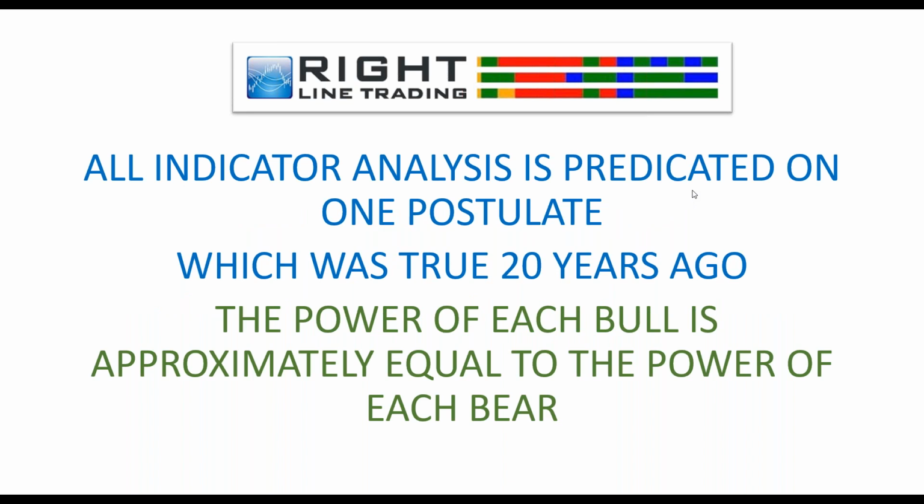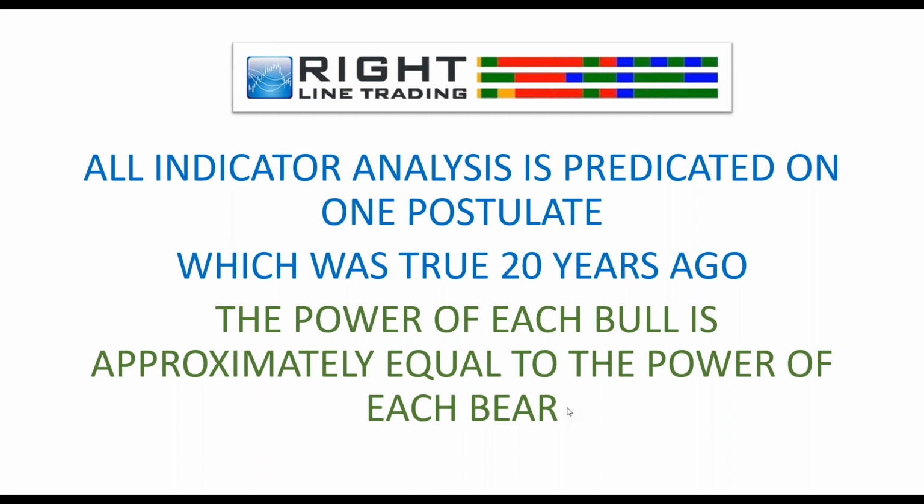Now, as I mentioned, all indicator analysis is predicated on one postulate. The power of the bulls is approximately equal to the power of each bear as the market changes direction. For every given incremental change in price, the power of each individual bull is equal to the power of each individual bear. That's what creates those wonderful Japanese candlestick patterns.